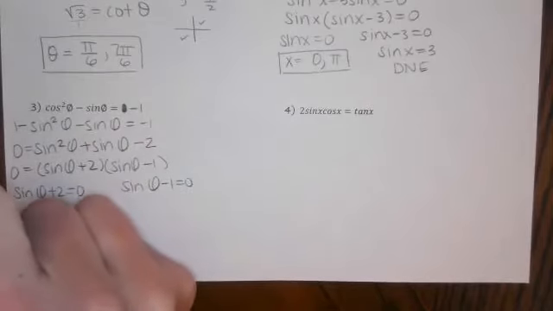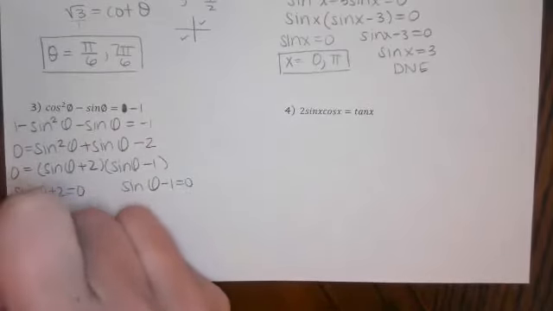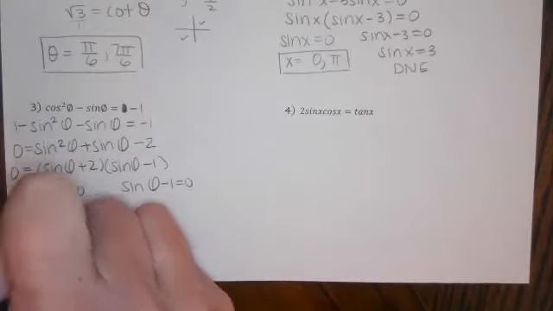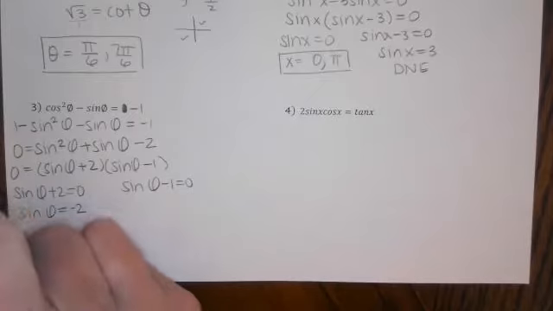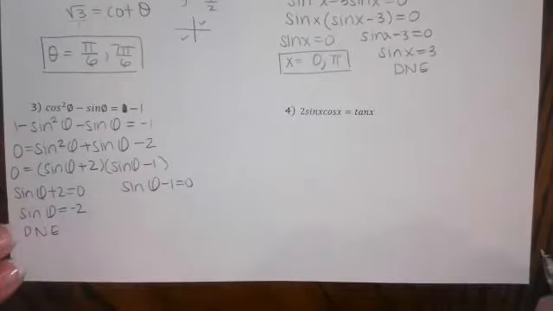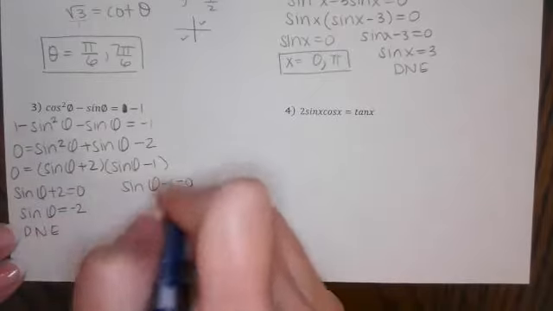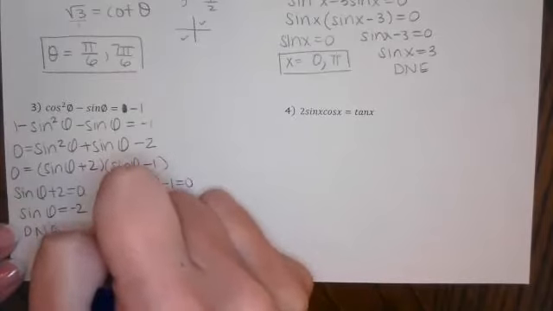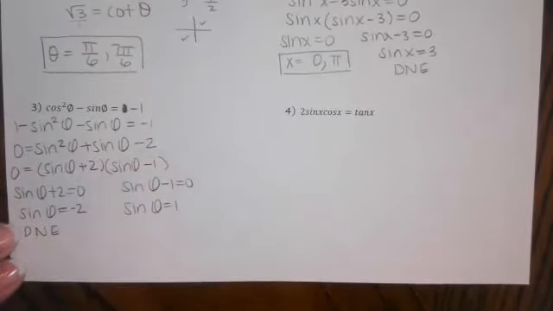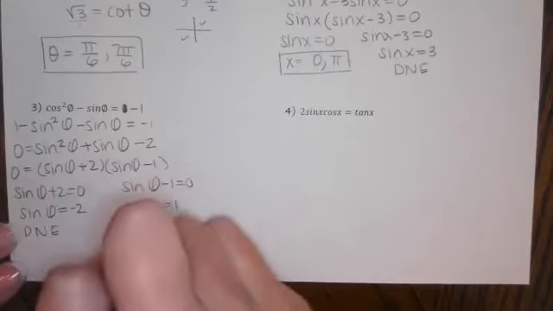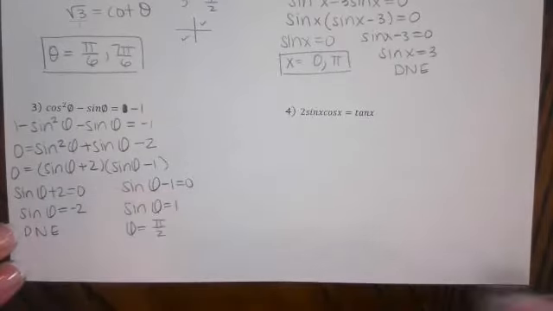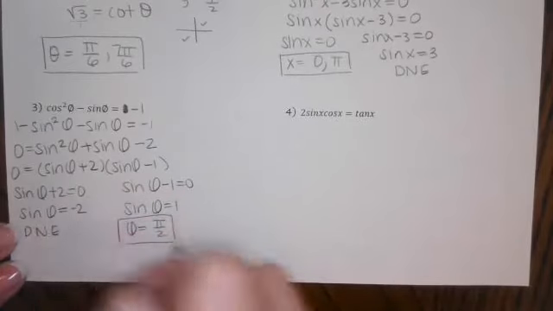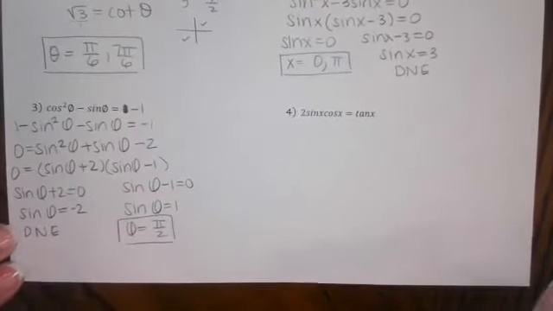I subtract the 2, so I get sine is equal to -2. That is out of our domain and range for the unit circle, so that would be a DNE. And then here I would add 1. And the only place that sine is 1 is going to be at pi over 2. So we've only got one solution on that particular problem.